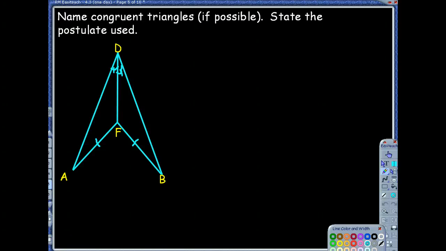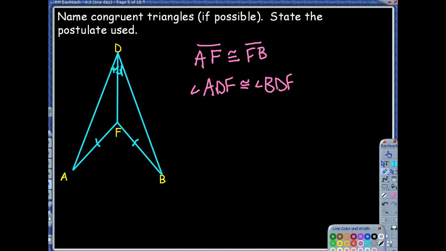Next one, it says name congruent triangles again if possible, and then state the postulate used. So looking at this picture, what do we have already? Well, I already see some segments congruent. Segment AF is congruent to FB. That's already provided. And then I see a pair of angles, and I can't name it by its vertex, so I'm going to call it angle ADF and angle BDF. Those are congruent and already given to us. Again, you don't have to write that down. This is just more so we can show you guys.